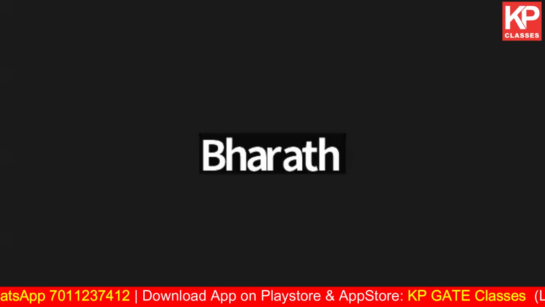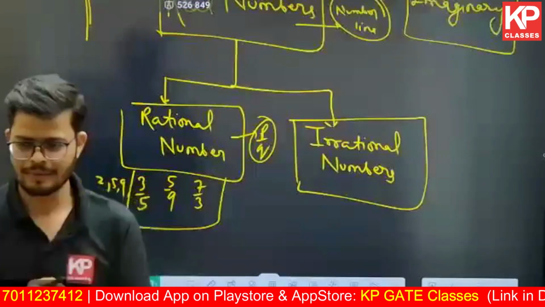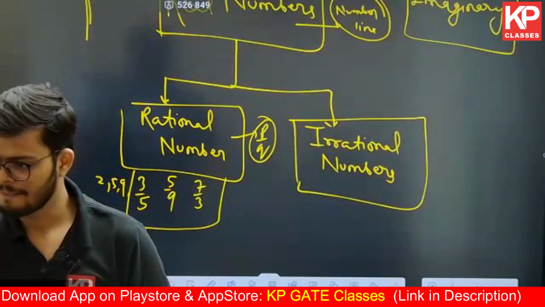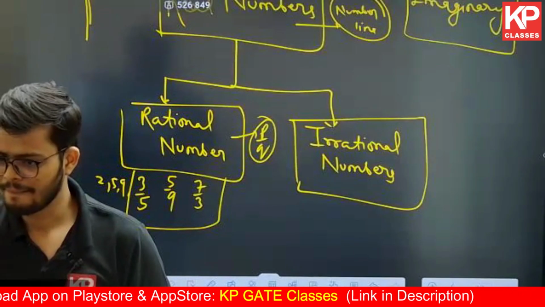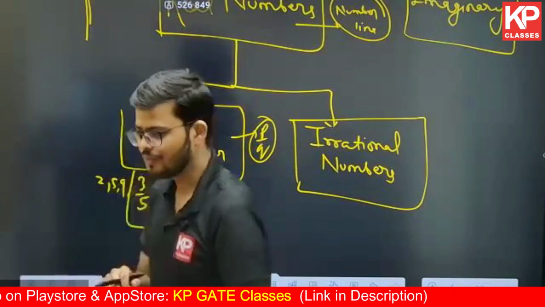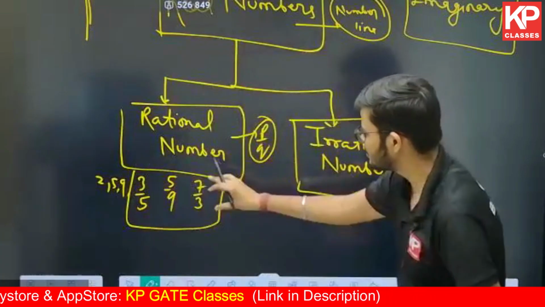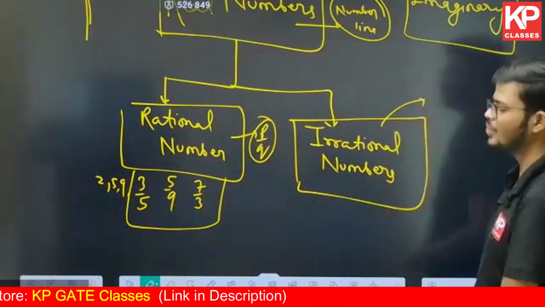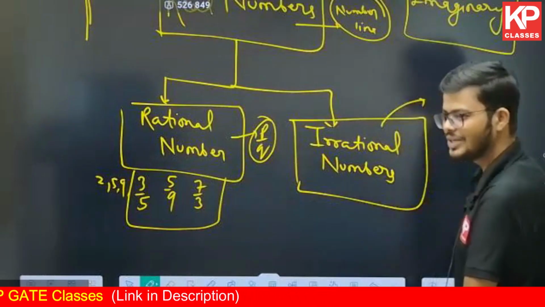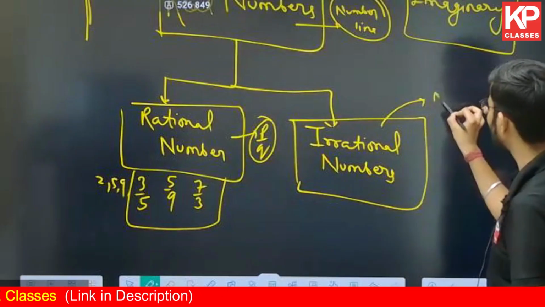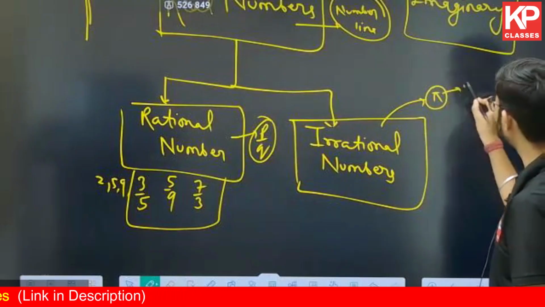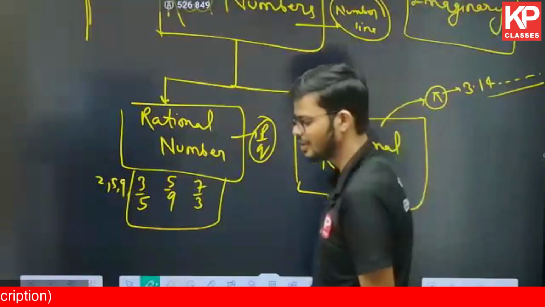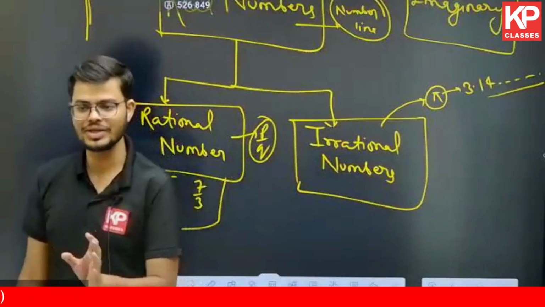Okay, so we are going to discuss these rational numbers. These are the examples of rational numbers. When I talk about irrational numbers, they are those numbers which have no end. If I'm talking about pi, the value for pi is 3.14 and then it goes on. There is no end to it. So these are the examples of irrational numbers.